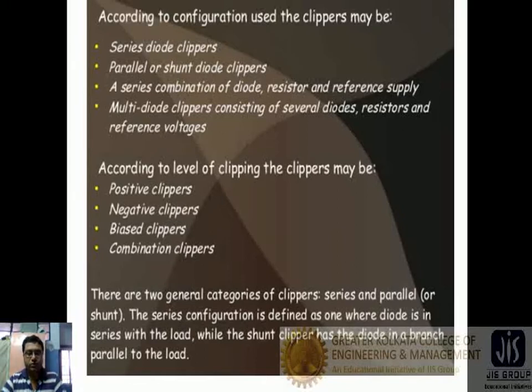There are two general categories of clippers: series and parallel or shunt. The series configuration is defined as one where the diode is in series with the load, while the shunt clipper has the diode in a branch parallel to the load.